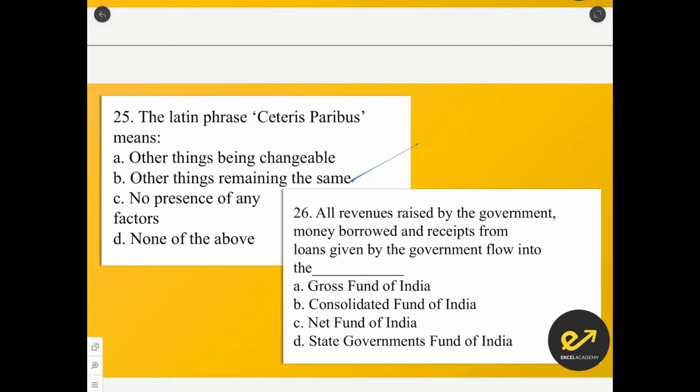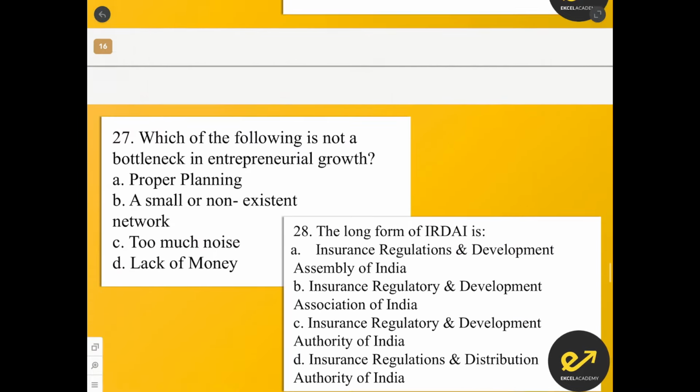All revenues raised by government, money borrowed and receipts from loans given by government flow into the Dash. It flows into the Consolidated Fund of India. Again, this comes in chapter number 3 and the title of the chapter is Union Budget.